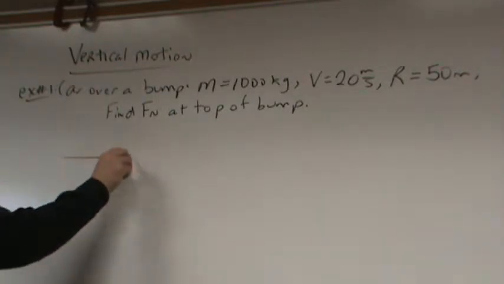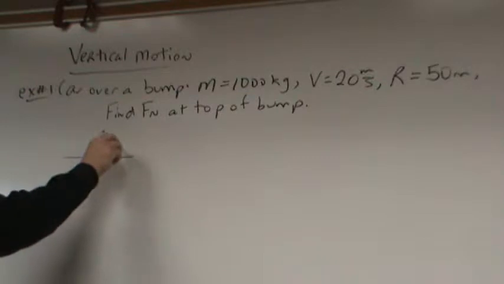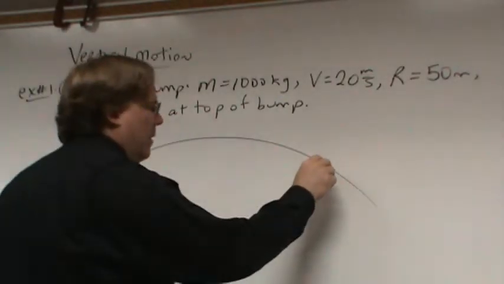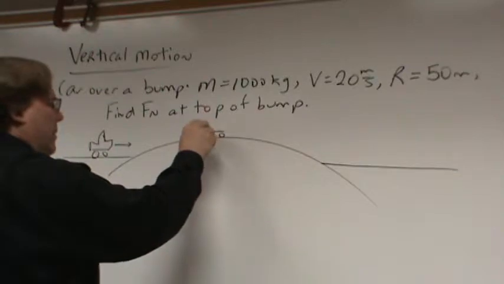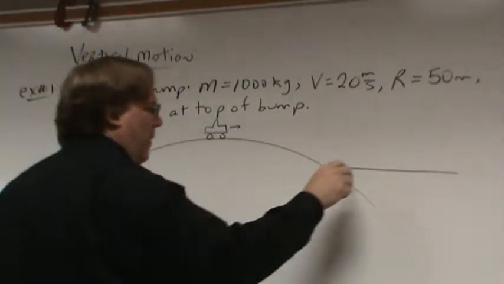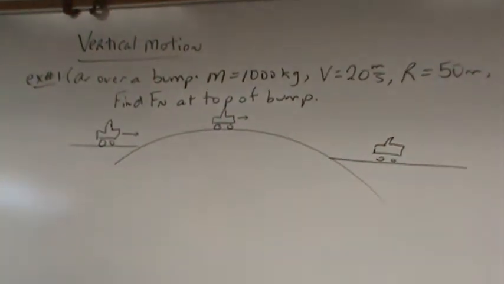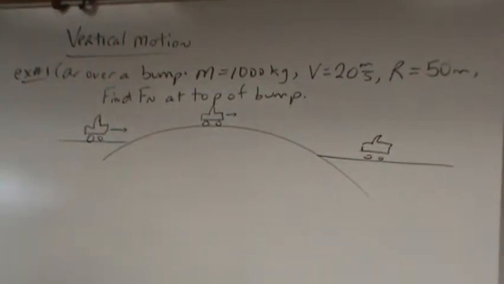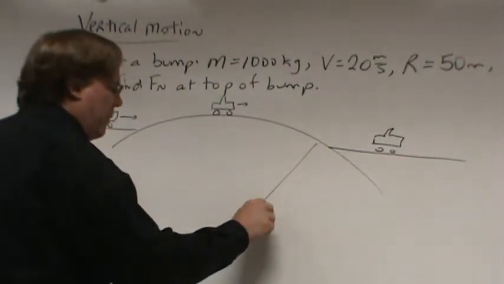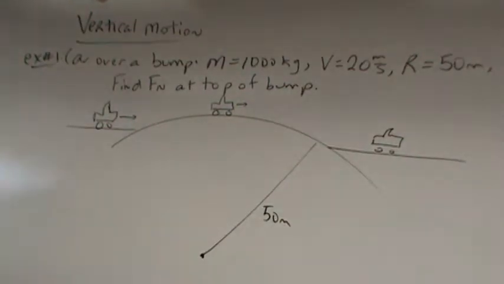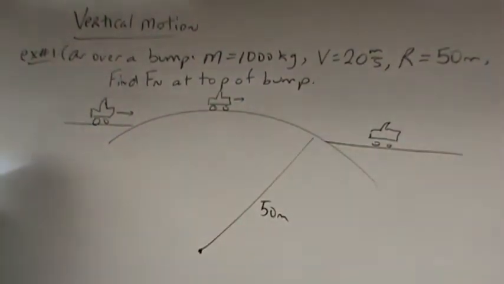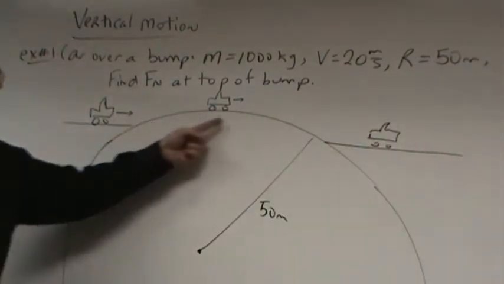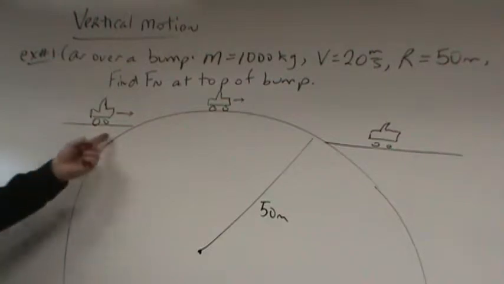So here's what I'm looking at. Here's my car, and it's going 20 meters per second, and then it encounters a bump. It goes over the bump, it crests the bump, and then continues on its way. But traveling on this bump is identical to traveling along a portion of a circle, and it's a circle whose radius happens to be 50 meters. Although he's only traveling over a small arc of this gigantically huge circle, he's still going in circular motion for this period of time.